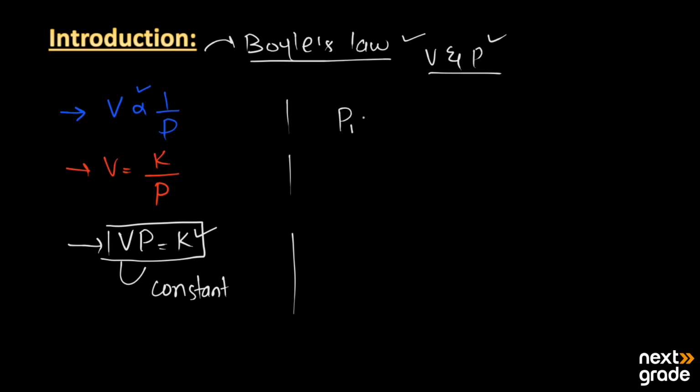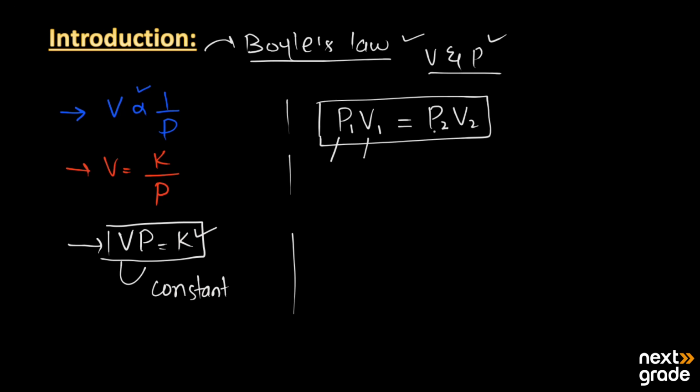On the other hand, if we have more than one gas state, the pressure P1 will be the initial pressure and the volume V1 the initial volume of the gas, and the pressure P2 will be the final pressure and the volume V2 the final volume. If we know the initial pressure, initial volume and the final volume, then we will be able to find the other unknown value, likewise the pressure. So let's start.